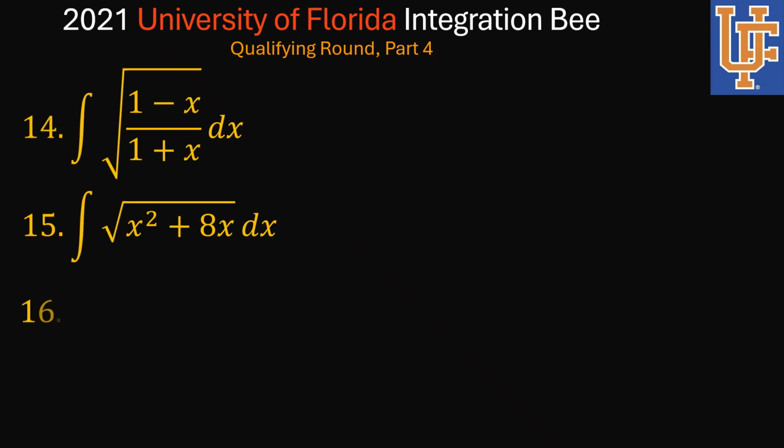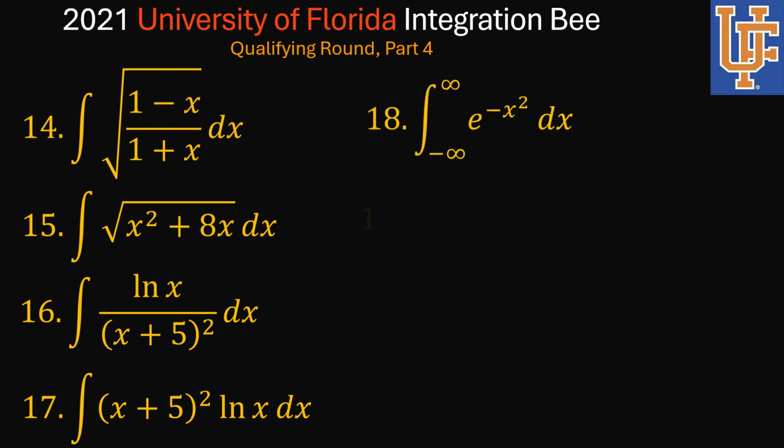Today we're still on the 2021 Universal Florida Integration B qualifying round, and we're moving forward to part 4 where we'll be looking at problems 14, 15, 16, 17, 18, 19, and 20. So these are very interesting problems. I hope you stick around and see how we're able to solve them.